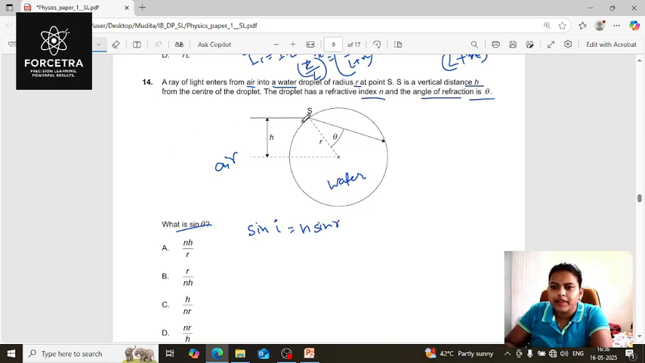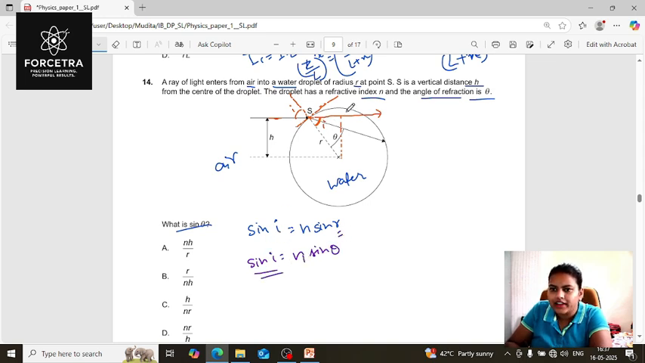Let's draw a tangent at point S. So when we draw a tangent, it would be like this, and the radius is perpendicular to the tangent. So I can extend this radius like this. So it is the normal where the light is incident. So this angle is I, and if I extend this light ray as a straight line, as if there is no water droplet, this angle would be I. Sine I is equal to n times sine r, which is theta in this case, and let's find sine I.